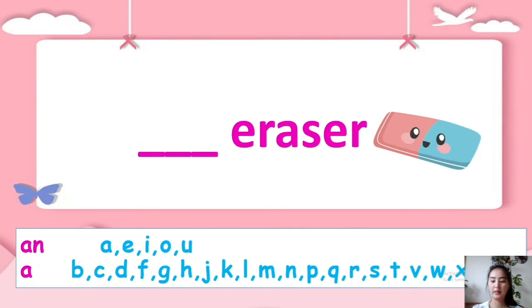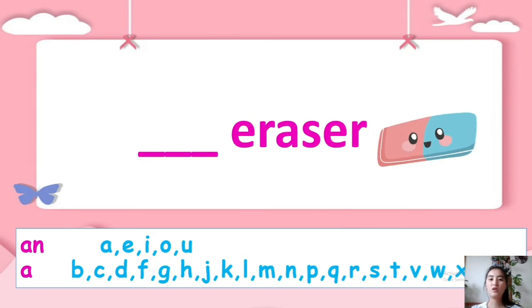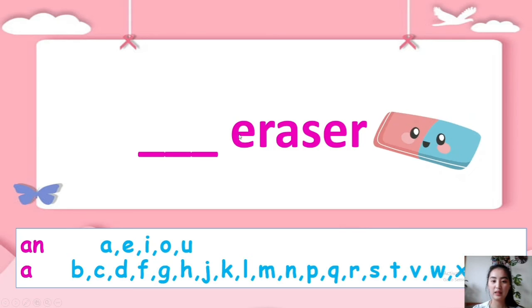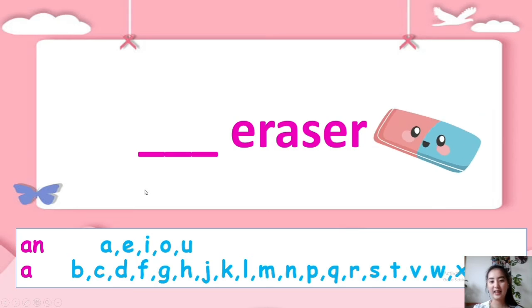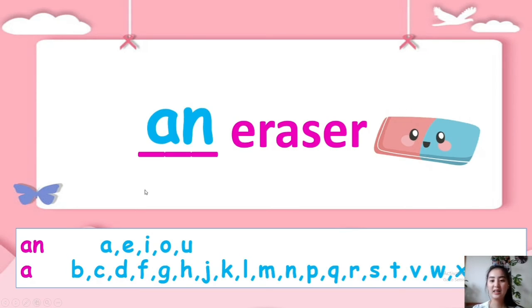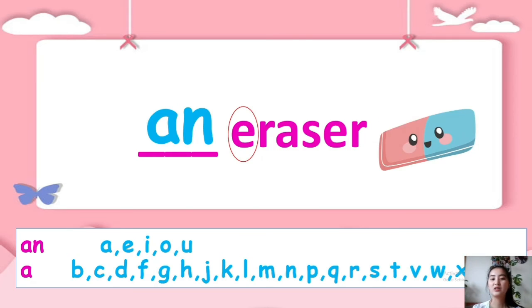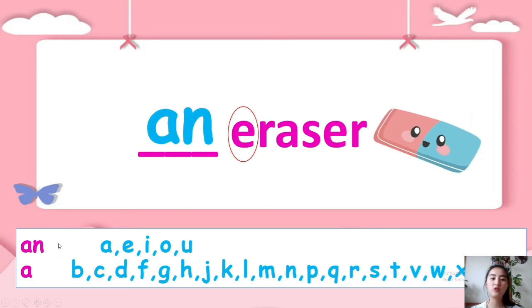Next. How about this one? Blank eraser. A or an? So eraser starts with letter E. So what is the answer? A or an? Letter E. The answer is an eraser because eraser starts with letter E. That's why we use the article an.